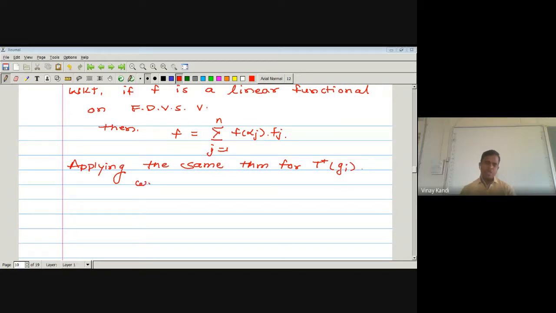Okay, so we have T transpose of Gi is equal to summation j running from 1 to n. This is T transpose of Gi applied to what? Alpha j, which is our vector, into Fj. Is it correct? Instead of f, what will come here? T transpose of Gi. Okay, any doubt? No, sir.